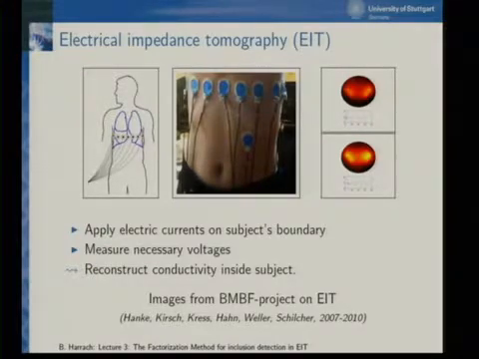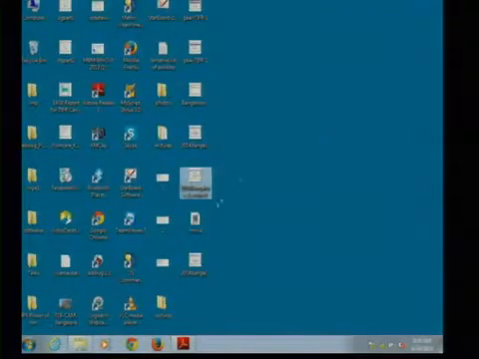And yesterday in the talk of Peter Kuchman, we heard that EIT is a low-resolution technique. And of course, this makes it interesting for mathematicians to study how can we improve the resolution. But I'd like to show you a movie how bad the resolution really is. And calling it a low-resolution tomography technique is quite flattering for EIT already. So let me show you how bad things really are.